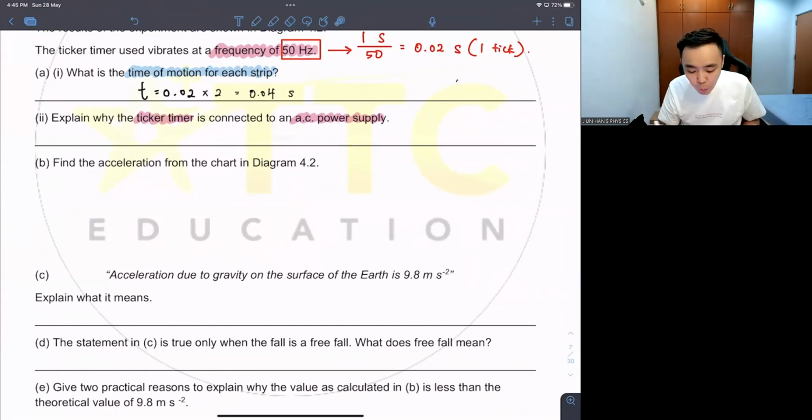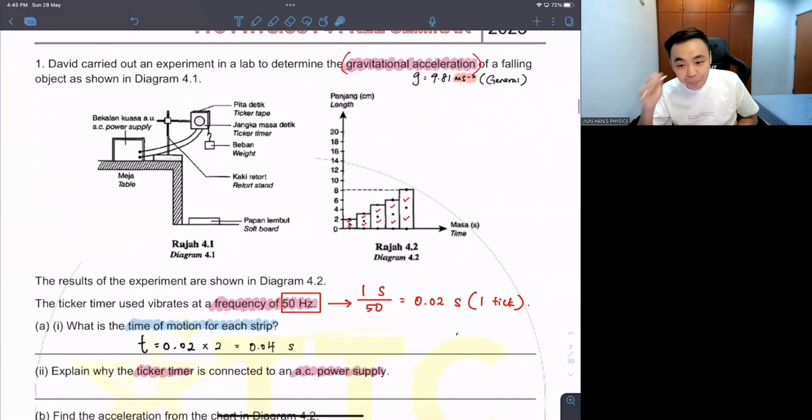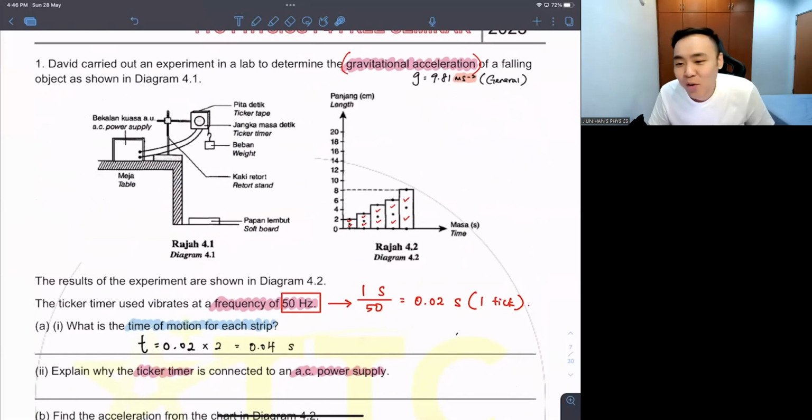And the question comes, why do we use 2-way current for the ticker timer? Very simple. Do you know how this thing works? Have you seen a real one before? Have you done the experiment? I suppose a lot of people did. You should. Your school definitely has one. Whether your teacher wants to play with you or not is another story. But definitely your school has it. Maybe you've done it before, or maybe your teacher did it and showed you.